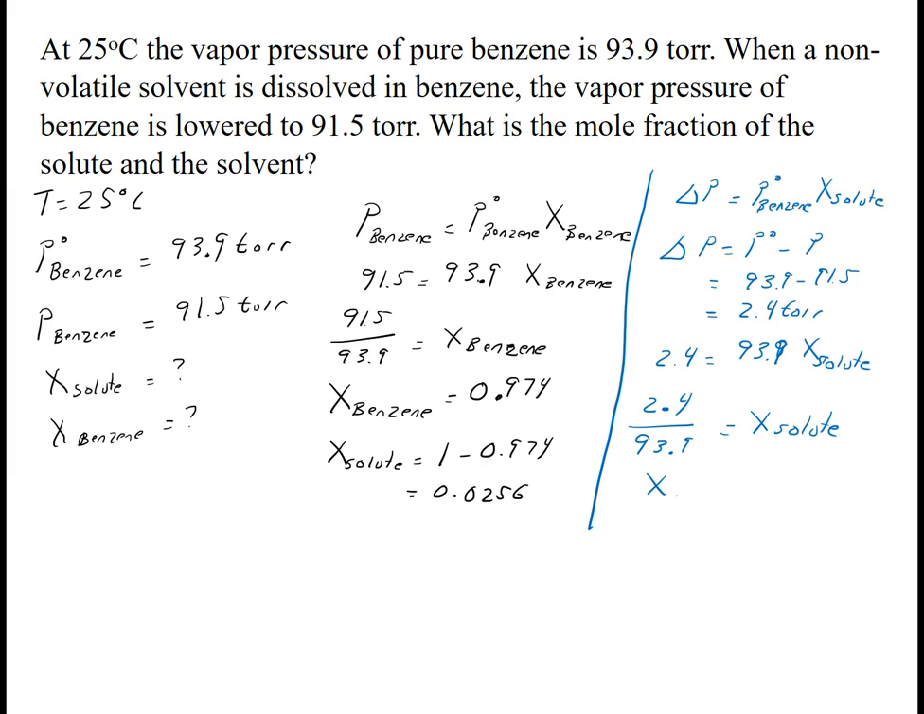So the mole fraction of solute is equal to the 0.0256, same number as I got over here, and then the mole fraction of benzene can be found as 1 minus the 0.0256, which gives me the 0.974, and there's no units there. Okay, so that's the first of the colligative properties using mole fraction, and those are the two example problems.